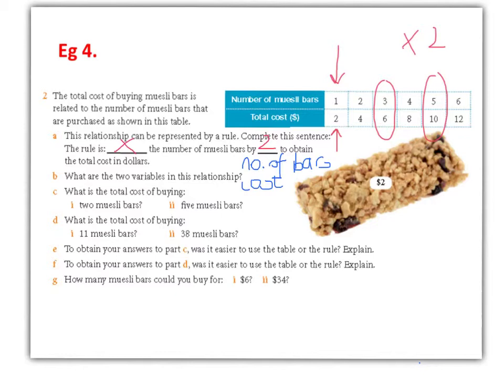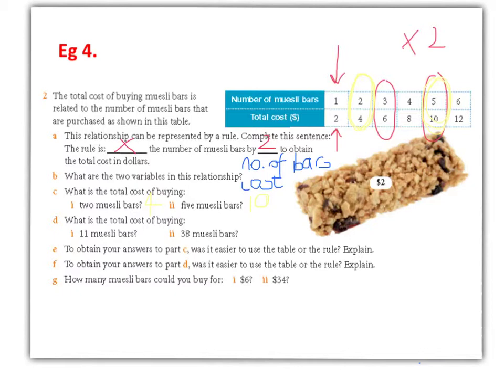Okay, so what is the total cost of buying 2 muesli bars? We can look over at our table over here, and if you look at where it says number of muesli bars 2, this is the bit that we're looking at. So for 2 muesli bars, the total cost is going to be $4. And for 5 muesli bars, it's going to be $10.